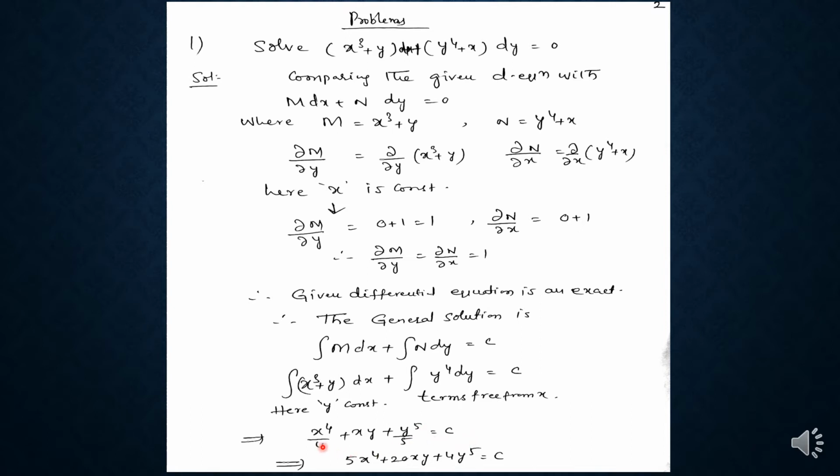Now by taking the LCM here, the LCM is 20. This becomes 5x to the power of 4 plus 20xy plus 4y to the power of 5 is equal to c. So this is the general solution for the given differential equation (x cube plus y) dx plus (y to the power of 4 plus x) dy is equal to 0.